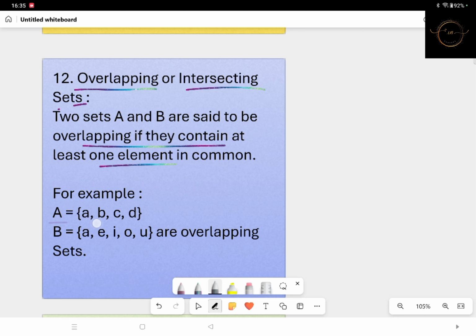If I take capital A as {A, B, C, D} and capital B as {A, E, I, O, U}, what is the first element? A. And A is common between both of them. Are any other elements common? No. But we have got at least one element common. So therefore they will be called overlapping sets.